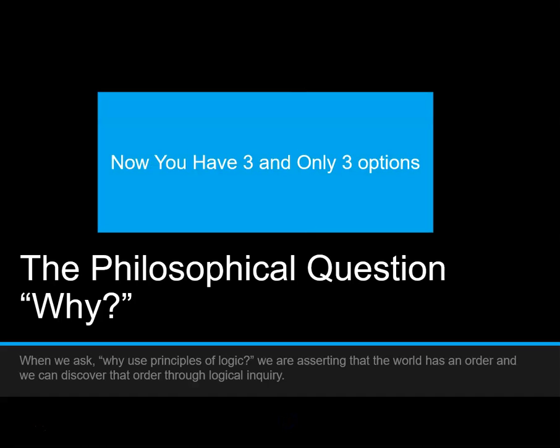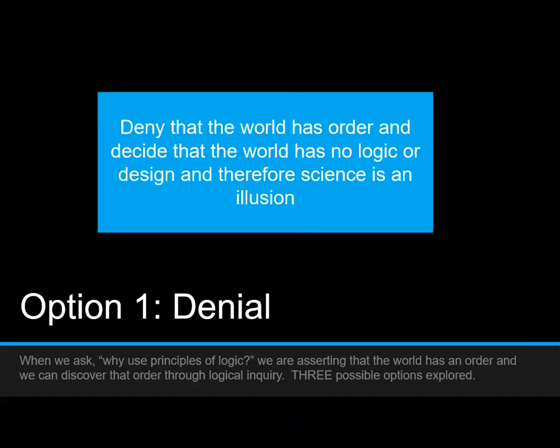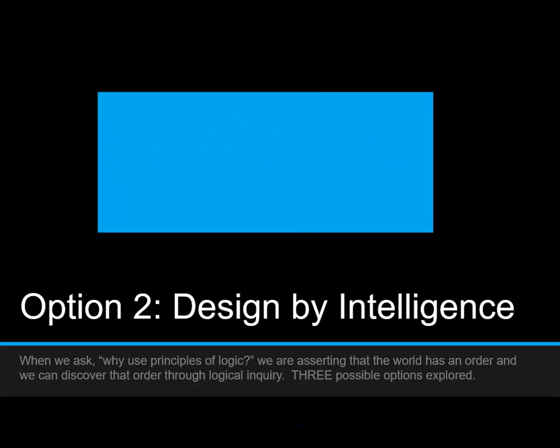Now, if you want to say that, you have three and only three options. The first option is denial. So we're going to look at all three possible options. You can deny that the world has order, and you can decide that the world has no logic or design, and therefore all science is an illusion. You can turn off this video and just forget about studying science or mathematics. That's one option. Scientists, as you can imagine, don't take this option.